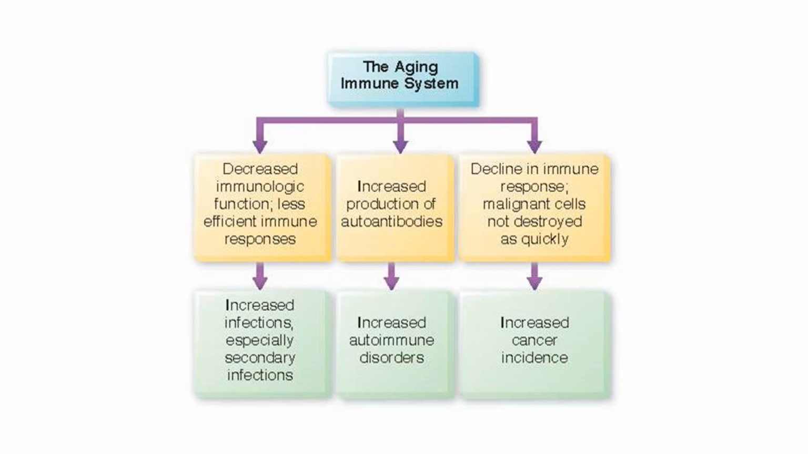So the aging system, for the older adult, their immune system, their response goes down. They have a decreased immune function, it's less efficient. So because of that, they have increased infections, especially secondary infections from other primary sources. They have an increased production of autoantibodies, so this increases the risk of autoimmune disorders. They are at increased risk for producing malignant cells, and when we couple that with the fact that they can't destroy malignant cells as quickly as a younger person, it increases the risk for cancer, and also they're less likely to do well with cancer.